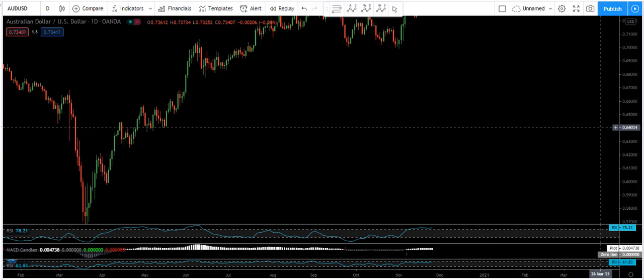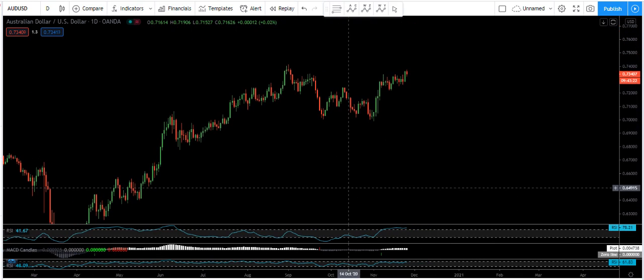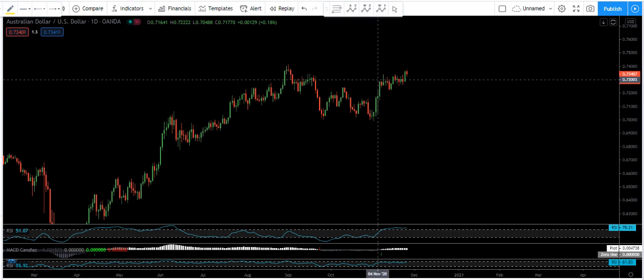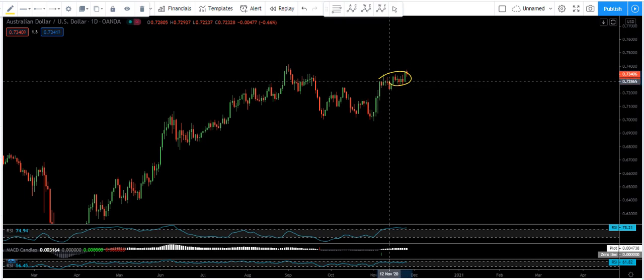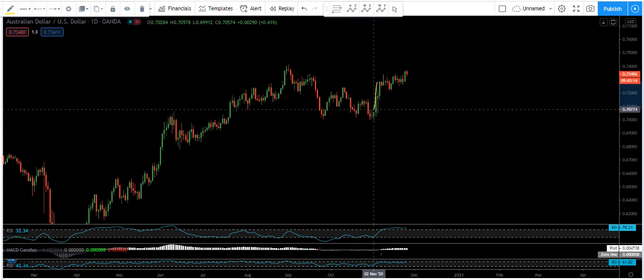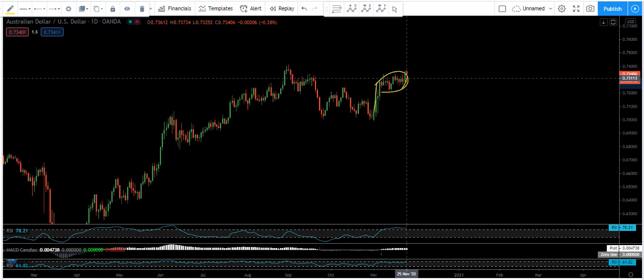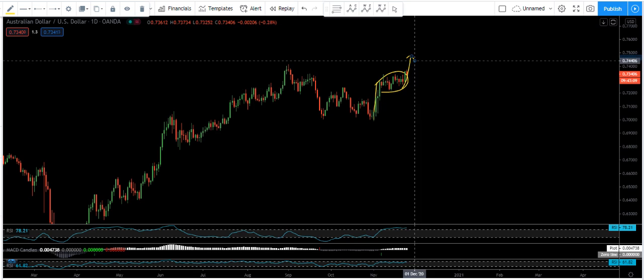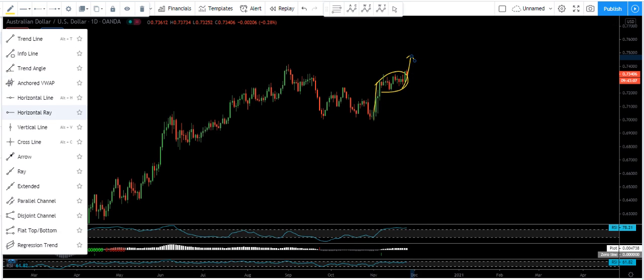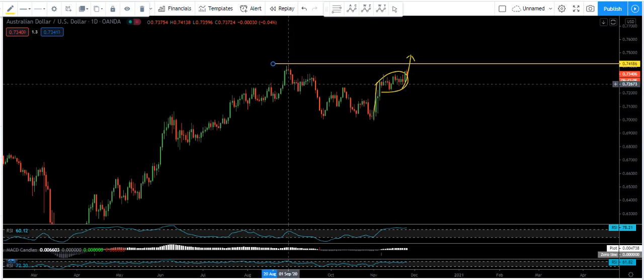Now we are looking at the daily chart for the Australian dollar, as we can see. The thing is, we need to look into this correction. The first option is that we have this move, and this is the correction, and we can expect the price to continue moving up, and whether the price can break this high or not.